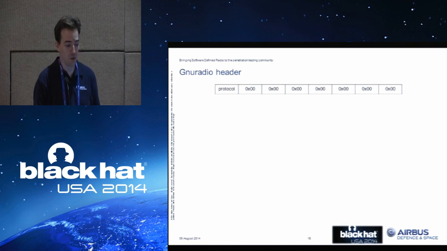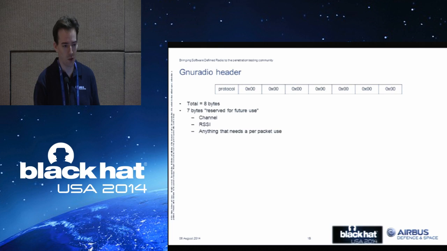Our custom header is pretty simple right now. You have a total of 8 bytes. The first byte is the protocol ID, and 7 bytes are reserved for whatever you want to use. We plan to put there, for example, the channel, the signal quality, or anything that needs a per packet use. Why put the channel there? Because sometimes with channel hopping or whitening, some protocols use the channel number in an algorithm to scramble the data. So it can be useful to push the channel as metadata of your packet, so the SDR can know that it has to hop on another channel to send this particular packet.